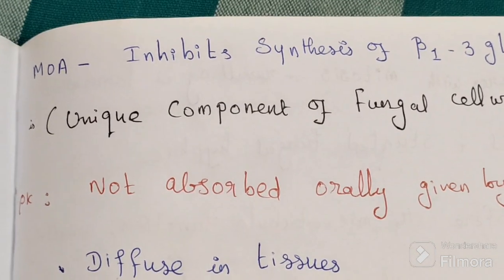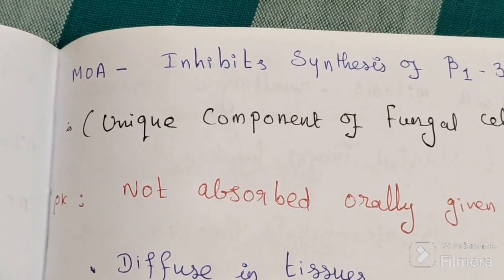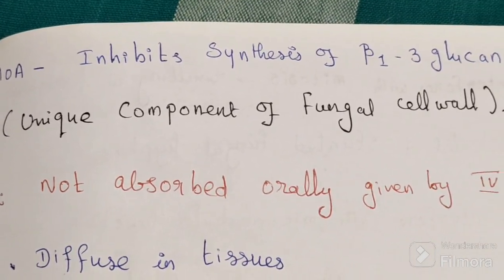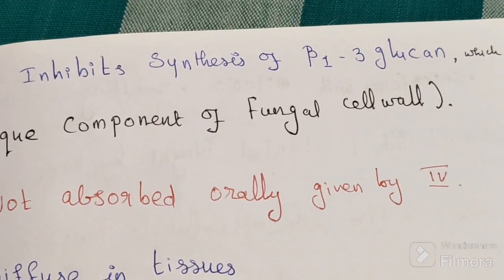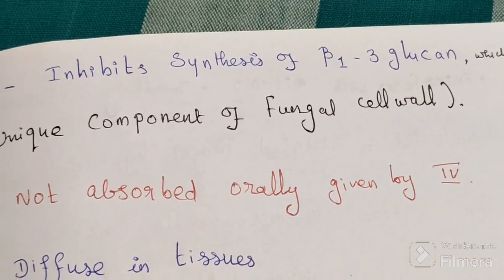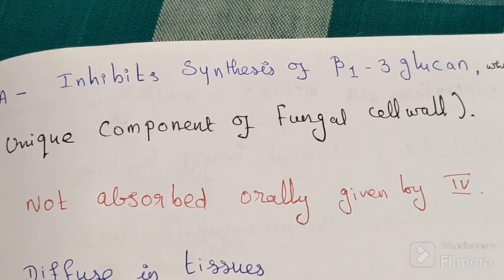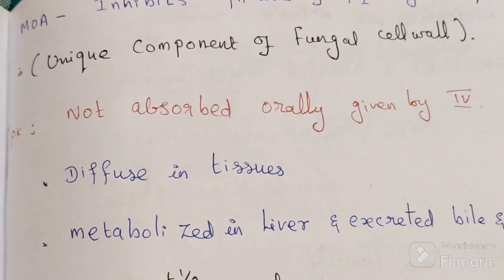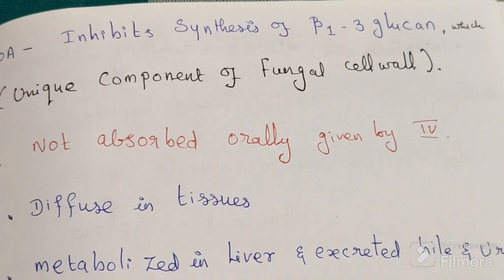The mechanism of action: caspofungin inhibits the synthesis of beta-1,3-glucan, which is a unique component of the fungal cell wall. If this is inhibited, it prevents the production of normal fungal cells.